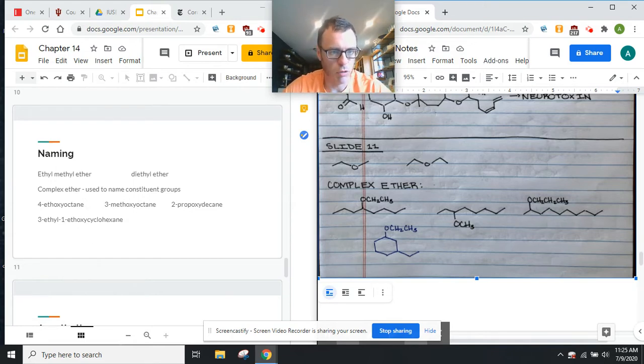This one's kind of fun. 3-ethyl-1-ethoxycyclohexane. We have cyclohexane there. Number 1 is our ethoxy group, and then carbon number 3 has the ethyl group coming off. So that's how we name them.